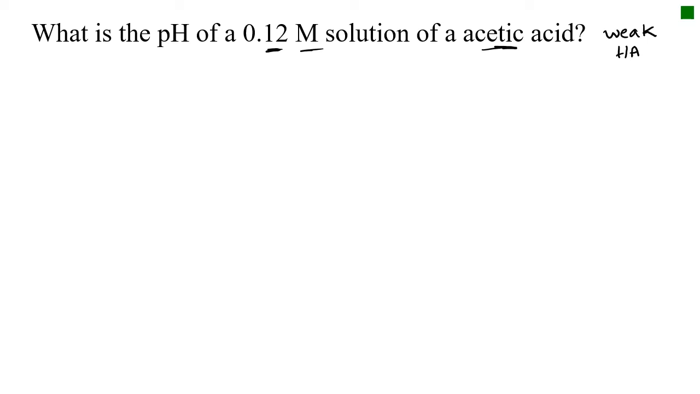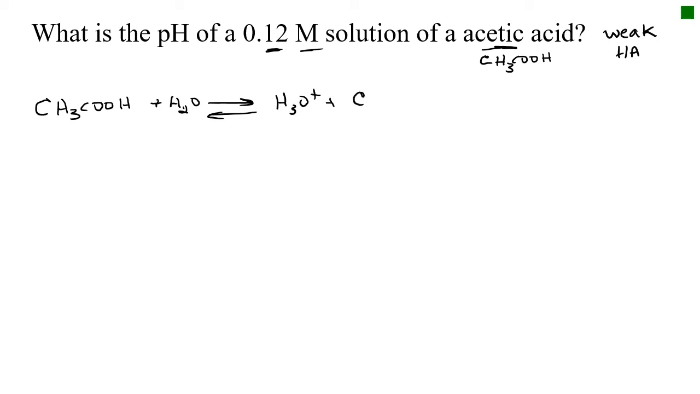If you don't like that and you need to visualize it, acetic acid is an organic acid and it looks like this. So if we do this, we know it's weak. If it's weak, we have an ICE chart. So we're going to start out with CH3COOH. We can react it with water, or we can leave the water off. It makes absolutely no difference because we're going to ignore the water anyways, making hydronium plus the conjugate base.